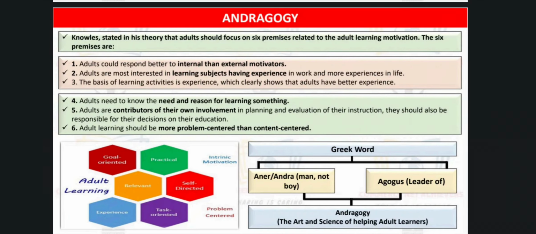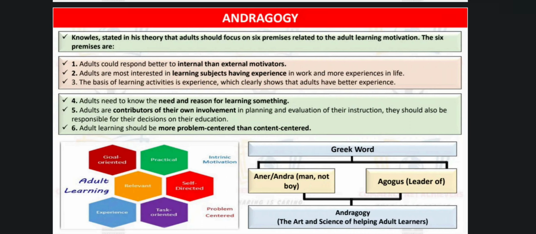Knowles stated in his theory that adults should focus on six premises related to adult learning motivation. The six premises are: adults respond better to internal than external motivators. Adults are most interested in learning subjects having experience in work and more experiences in life. The basis of learning activities is experience, which clearly shows that adults have better experience.